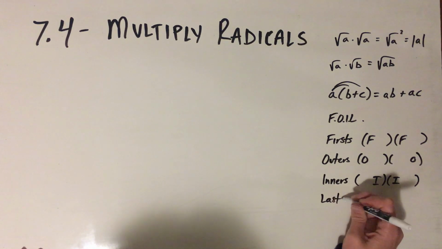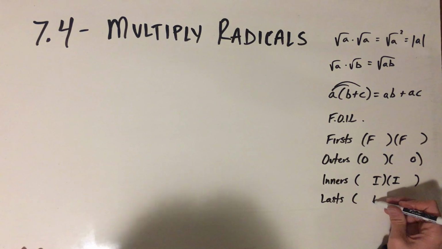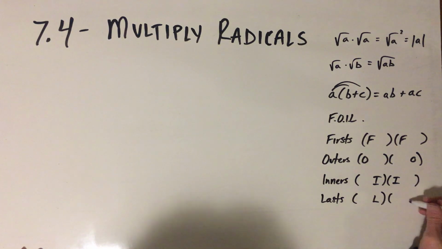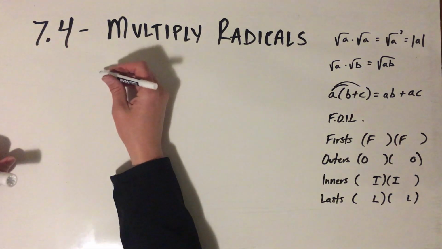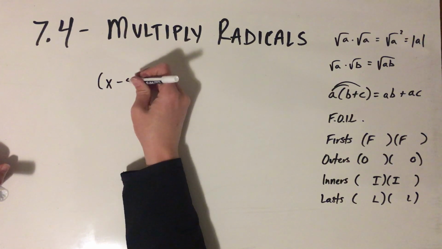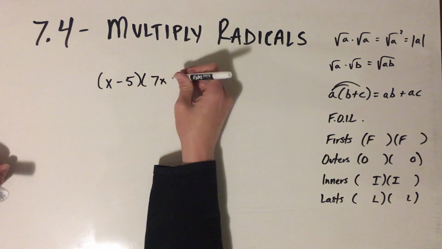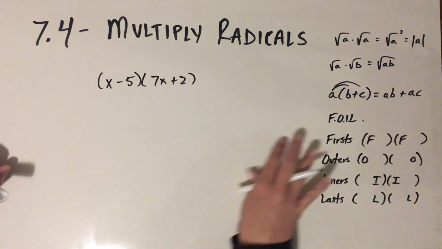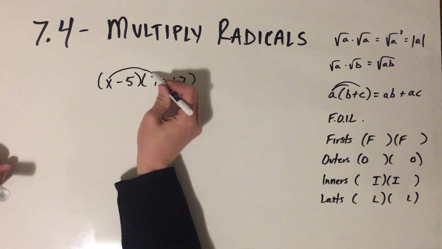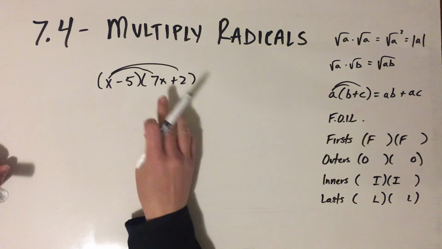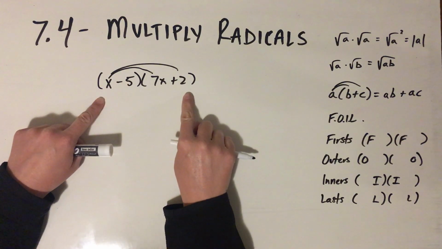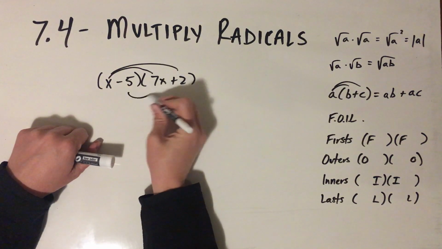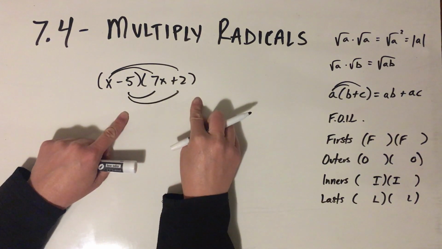Okay, and then we have lasts, which is the last term in the first parenthesis and the last term in the second parenthesis. So those are the locations. If you're looking at this in actual terms, if I had, say, x minus 5 times 7x plus 2, what I'm literally doing is saying, well, I have to multiply this x by this thing and by that. So by both of these terms, the x has to be multiplied. Well, this is the firsts, and this is the outers. But then I also have to multiply this negative 5 by both of these. So this is the inners and the lasts.